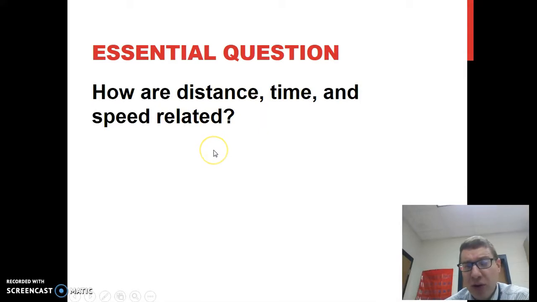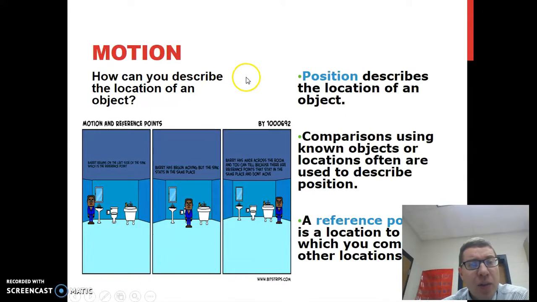So if it's not written on your notes, you need to write this at the top. This is our main idea today. So motion. How can you describe the location of an object? That's our question for this one. And we can describe the location of an object based on the position and the reference point. The position describes the location of an object.